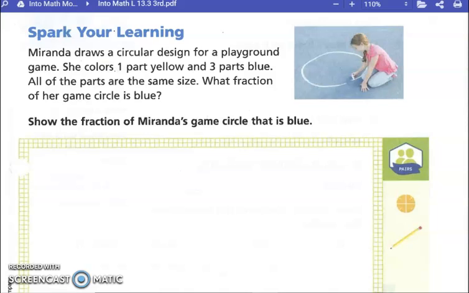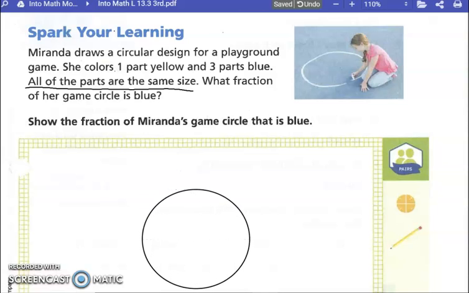Spark your learning. Miranda draws a circular design for a playground game. So she draws a circle, a circular design. She colors 1 part yellow and 3 parts blue. All the parts are the same size. What fraction of her game circle is blue? So, what shape do you need to draw? A circle.